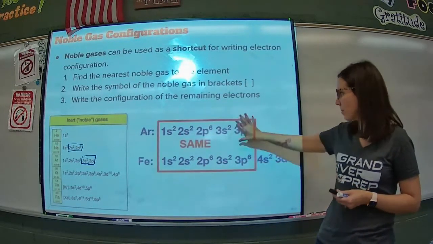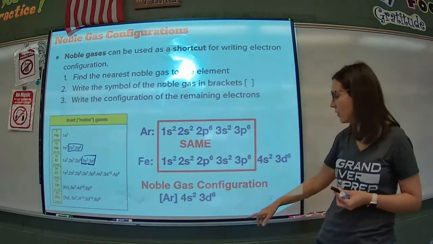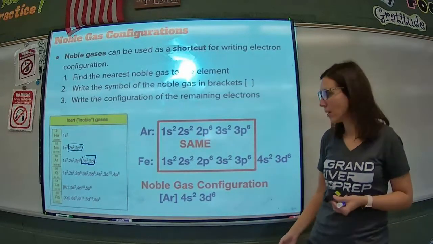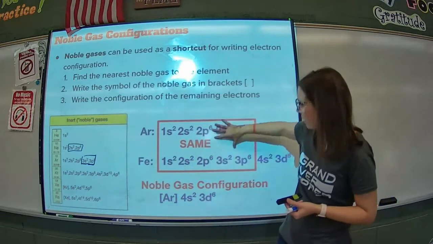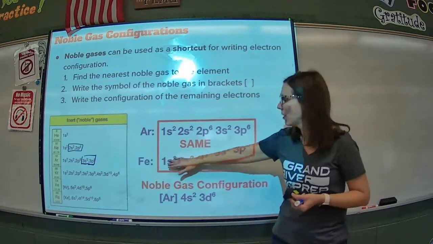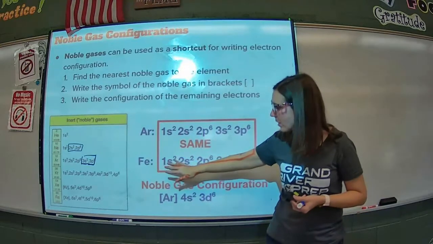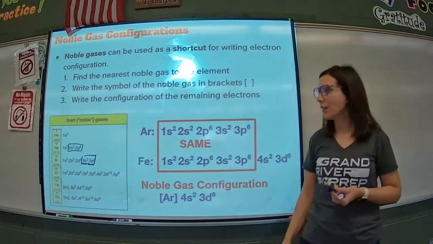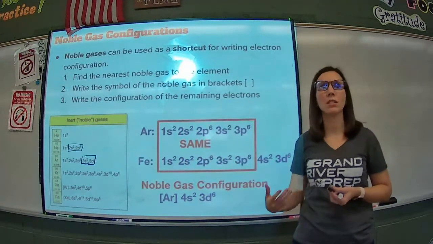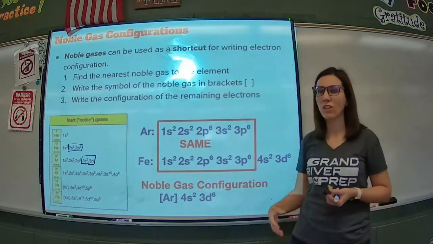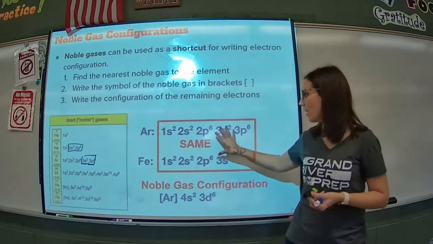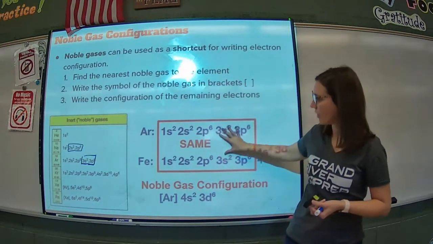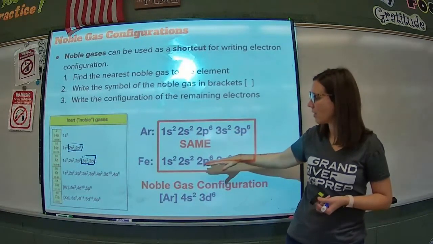Because these are the same, we can write a noble gas configuration for it. We call this noble gas core, because the core of our electron configuration is the same as this noble gas. The core of our electron configuration for iron is the same as argon, and these are also what we call the core electrons. We're going to talk a little bit more about atomic structure in terms of what are valence electrons, the outermost electrons, and what are the core, which are the innermost electrons. So the core electron configuration is the same for argon and iron.